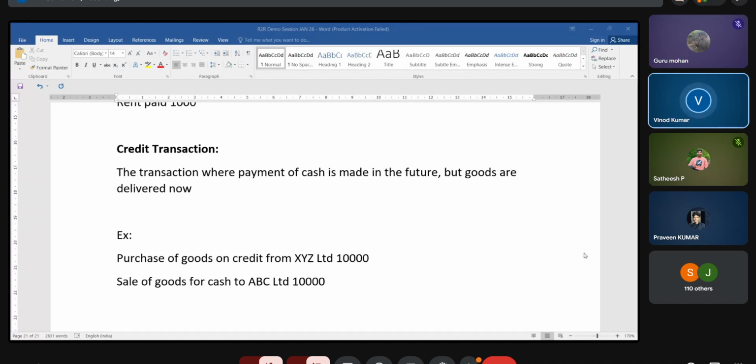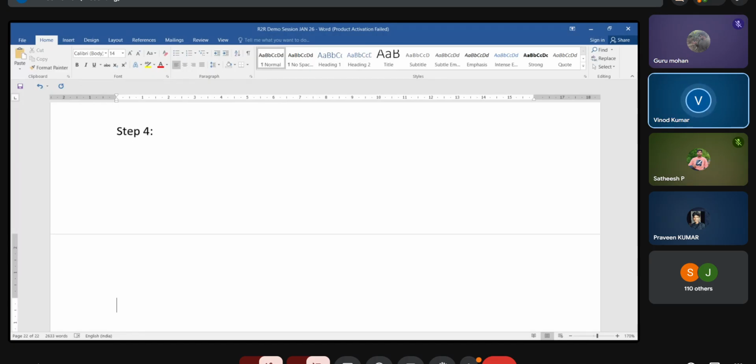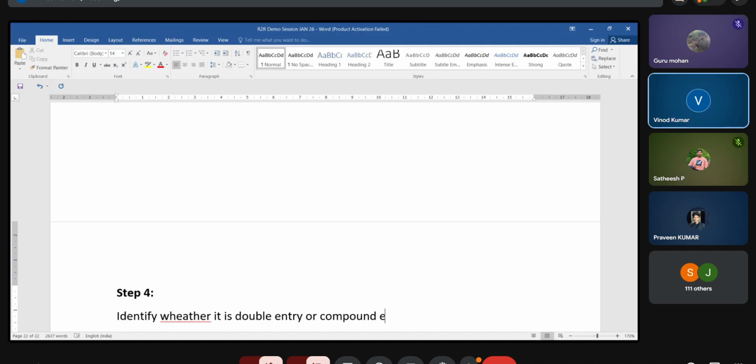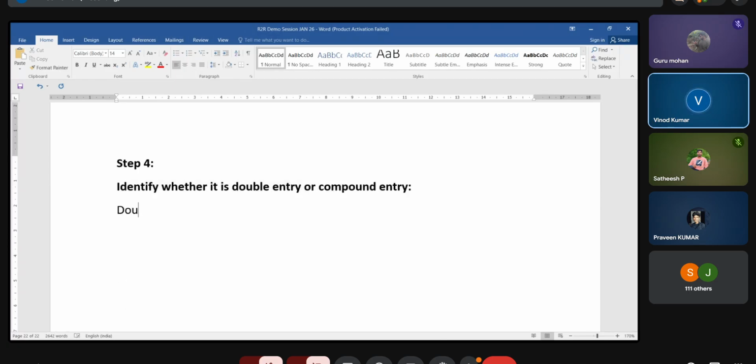Okay. So the next, the fourth important parameter to generalize a transaction, is step 4. Once after identifying, finally you need to identify whether it is a double entry or compound entry. So there are two types of entries: double entry or compound entry. So what is the meaning of double entry? The transaction which has only one debit and one credit. So what is the meaning of double entry?